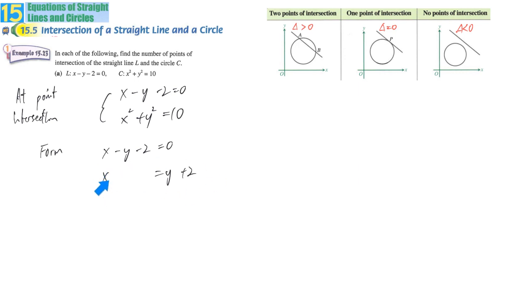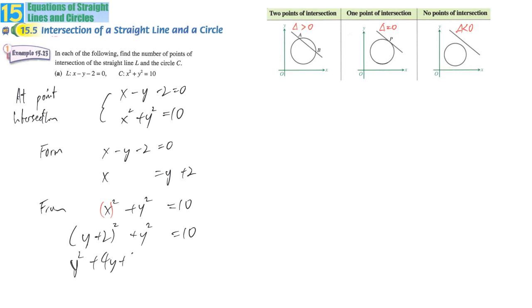Now I'm going to substitute this relation into the other equation, x squared plus y squared equal to 10. I don't want x here, so I express it in terms of y, because they are the same. And then we find y squared plus 4y plus 4, and then plus y squared equal to 10.